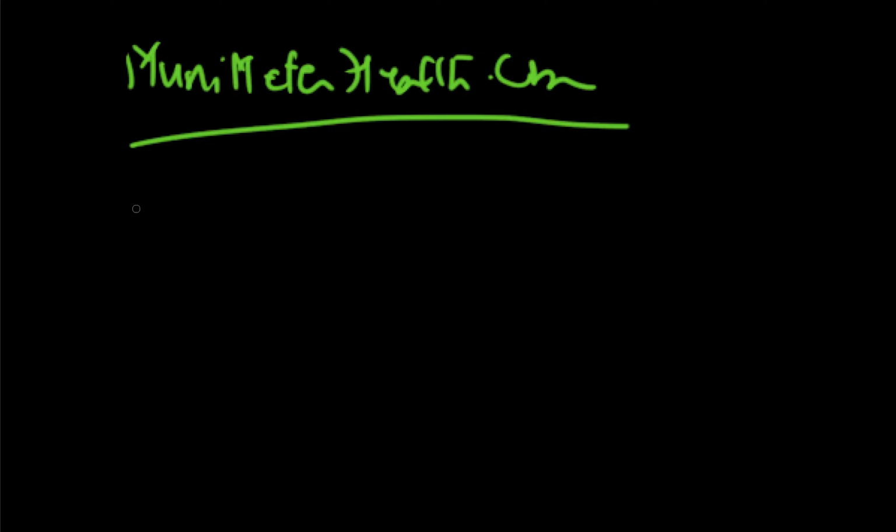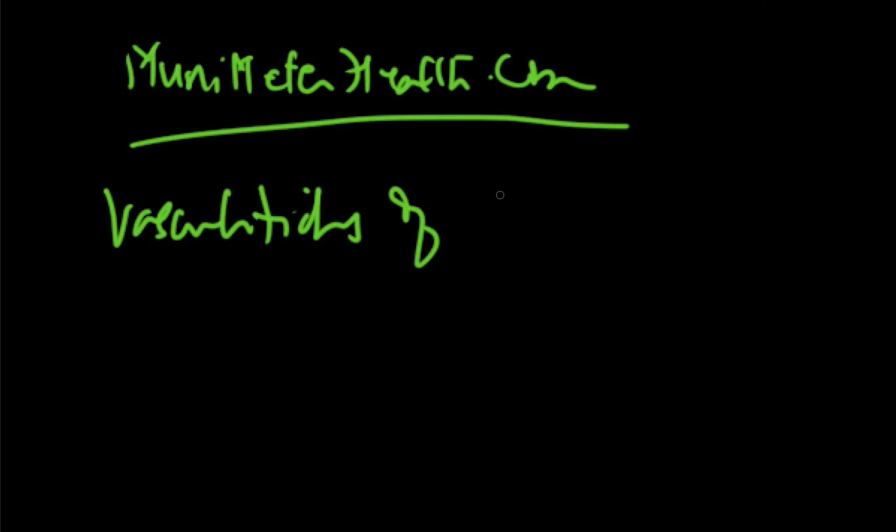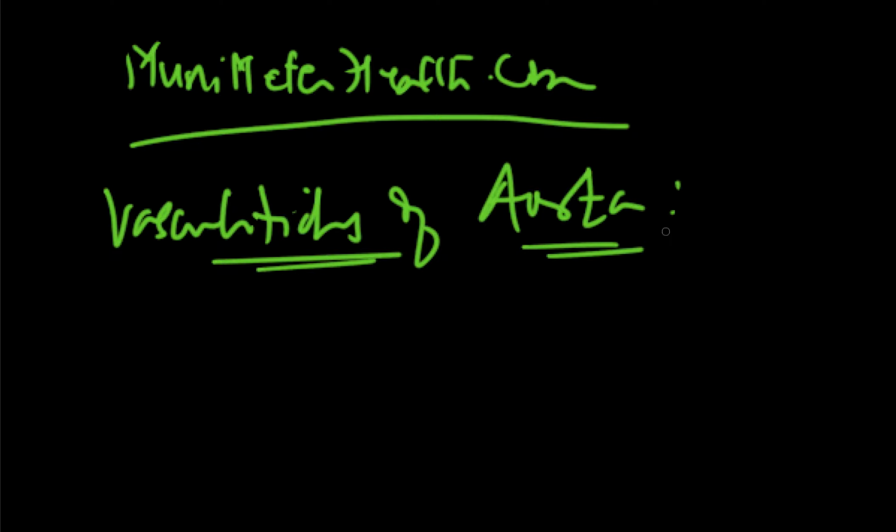The subject today is, what are the vasculitides of the aorta? In other words, what kind of vascular disease or vasculitis, if you will, inflammation as it's suggested, occurs in major large vessels, obviously the aorta and its branches.